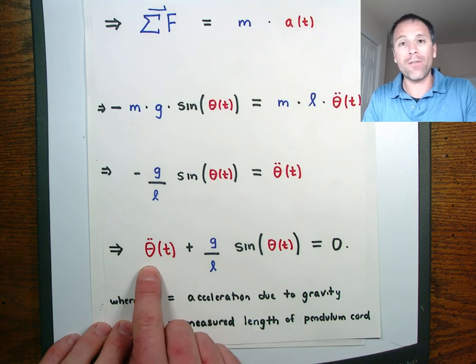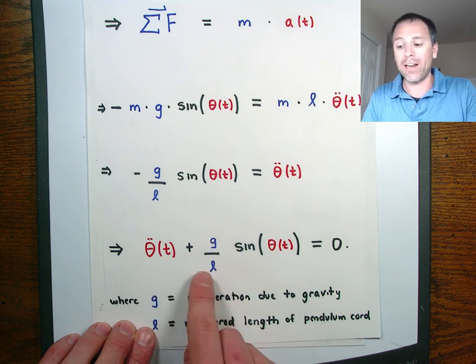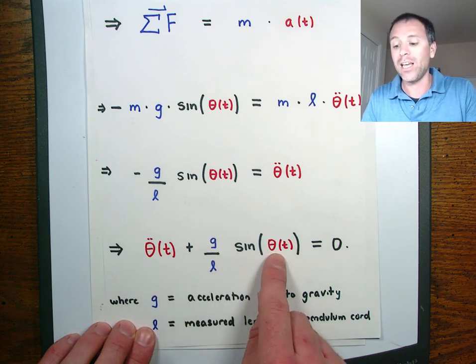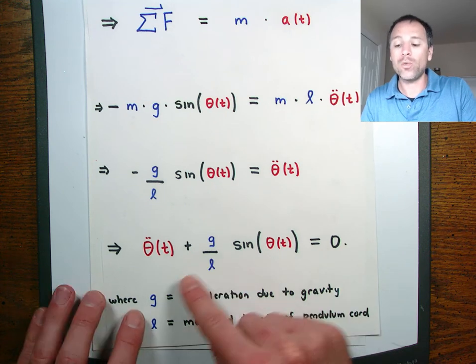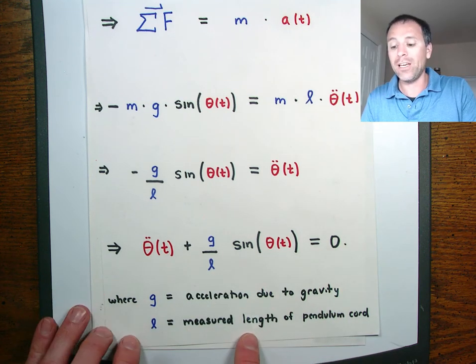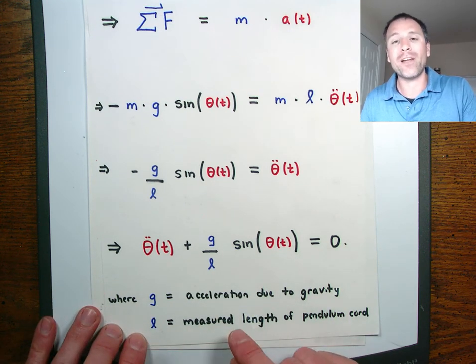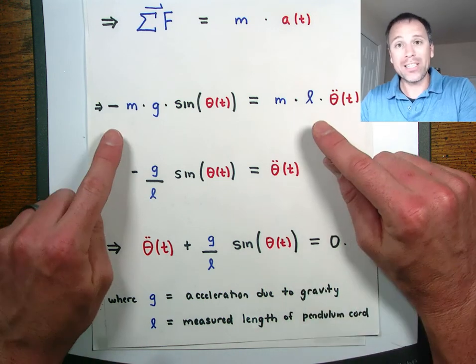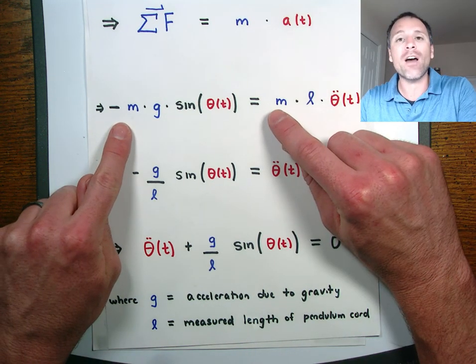The second derivative of theta of t plus g divided by L times the sine of theta of t is equal to 0. In this equation, we know g is the acceleration due to gravity. We know L is the measured length of the pendulum cord. And the crazy thing about this is it is independent of our mass m.